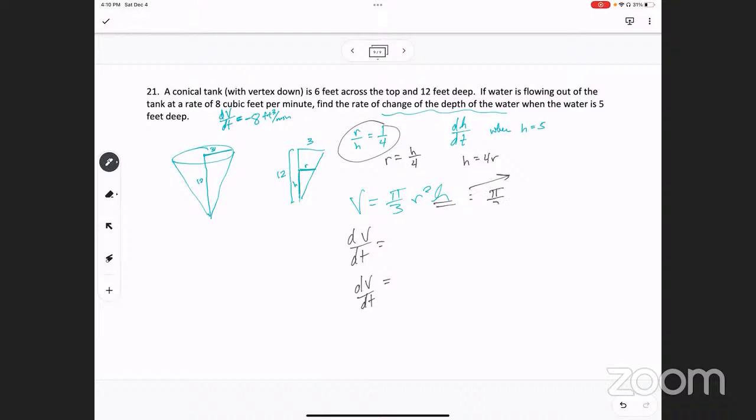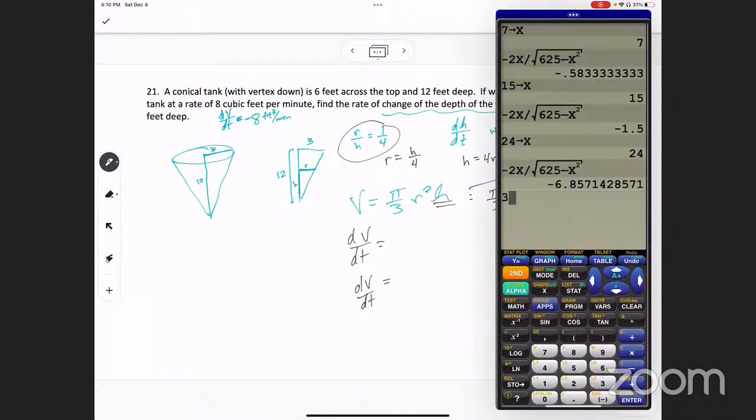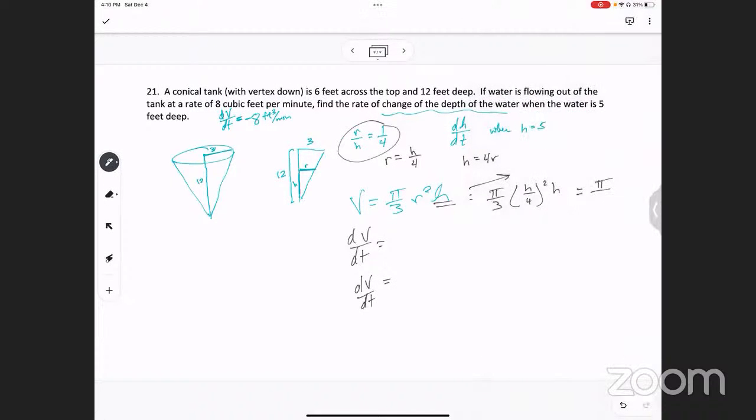So that means pi over 3 times h over 4 squared times h. So that just equals pi over 3 times 16, which is what, 48? 3 times 16, just to be safe so I don't make a mistake. So 48, pi over 48 times h cubed. So there's my formula in terms of h. I wasn't looking carefully at this problem before I did it. So pi over 48, h, the derivative of h cubed is 3h squared times dh/dt. Simplifying this, 48 divided by 3 is 16. So pi over 16 h squared dh/dt.